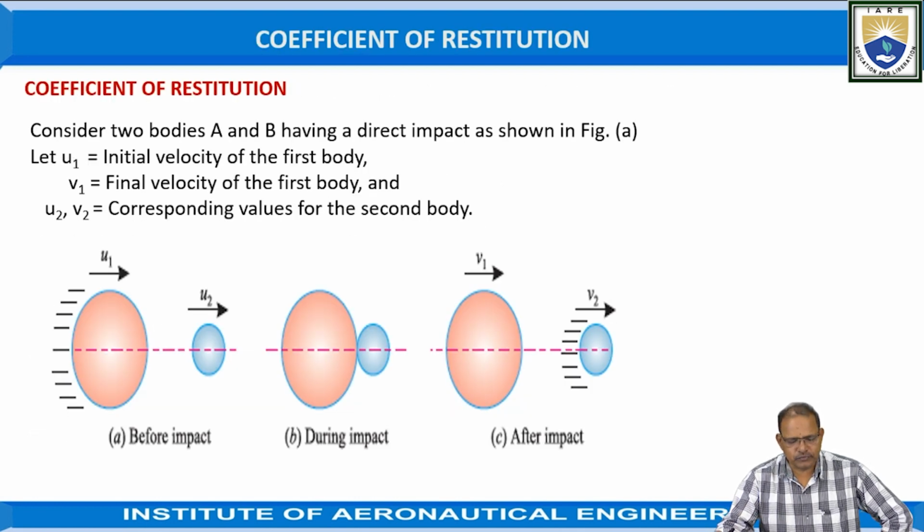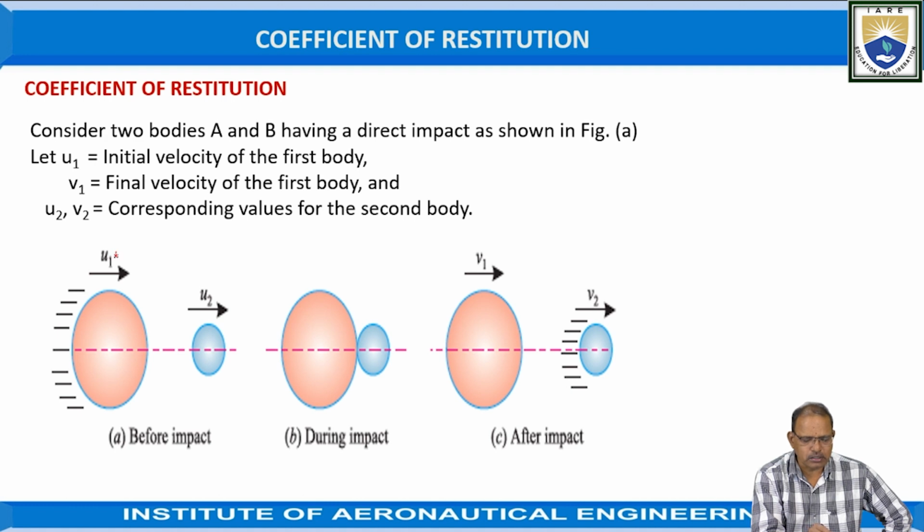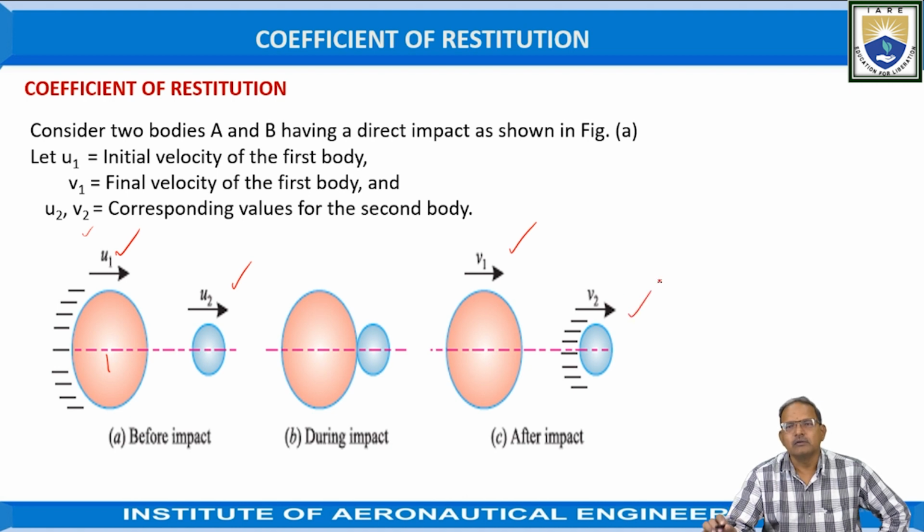Coefficient of restitution. Here consider the two bodies A and B as shown in the figure. Let u1 represent the initial velocity of the first body, and v1 represent the final velocity of the first body. Similarly, u2 represents the initial velocity of the second body, and v2 represents the final velocity of the second body.